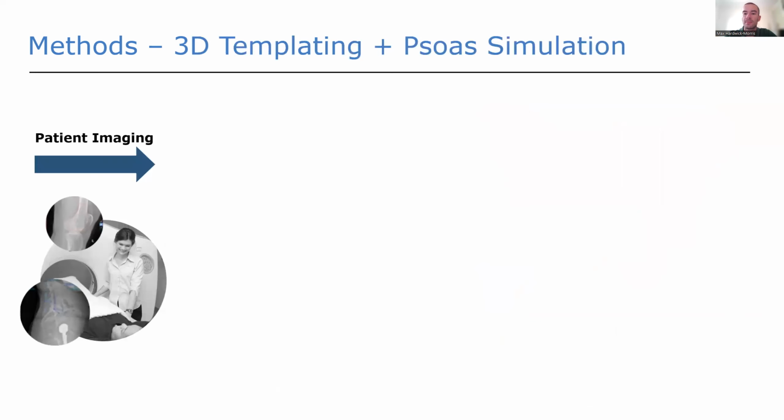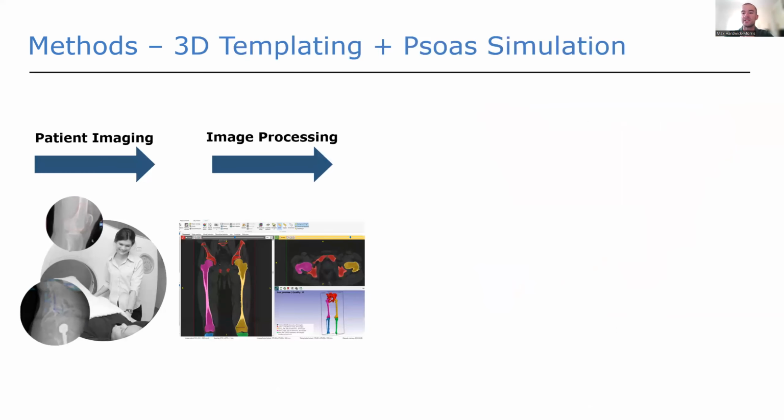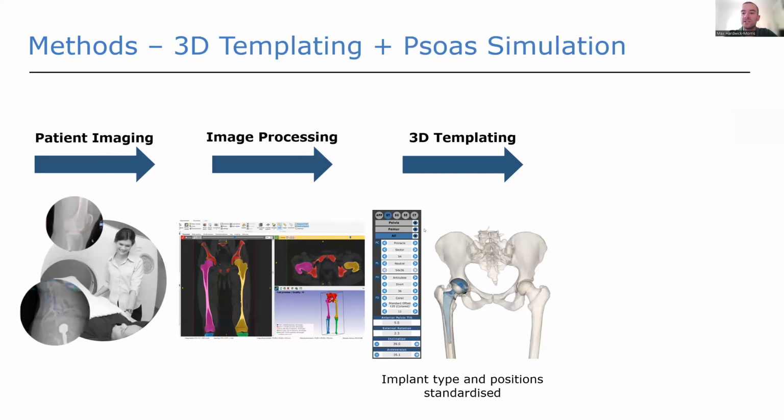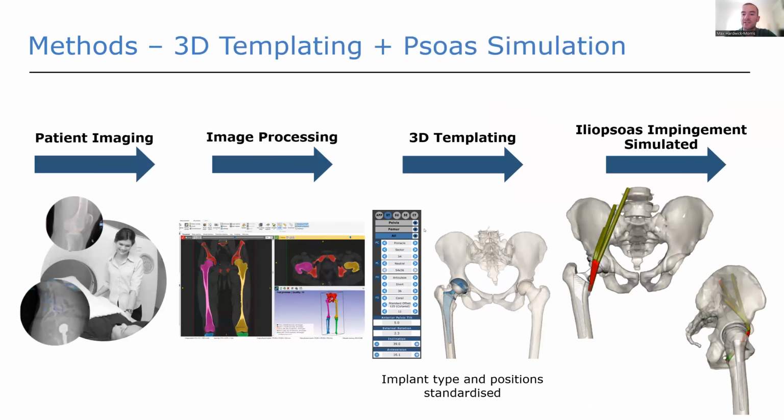So patients first undergo imaging, including the lower limb CT scan and functional radiography. The CT scans are then processed in ScanIP to segment the bony anatomy and landmark the necessary bony and soft tissue landmarks. Implants are then positioned in proprietary software according to standardized parameters. And finally, each patient is passed through the impingement detection simulation and categorized as either at risk or not at risk using the optimal cutoff point of impingement from our previous validation study.